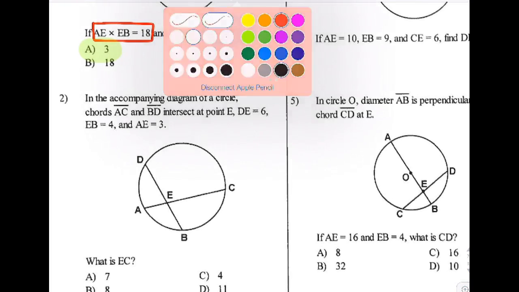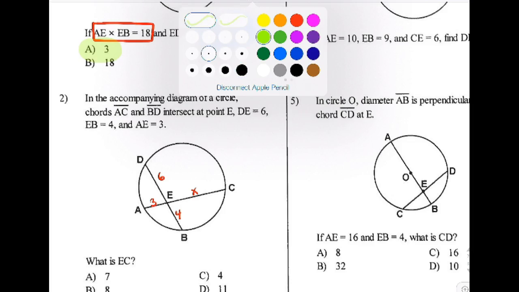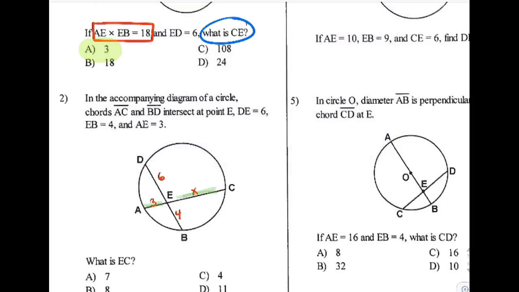In number 2, it says, let's see, EB is 4, AE is 3, DE is 6, and it says, what is EC? Doesn't get any simpler than that one, right? It's just this times this equals this times this. 3x equals 24.